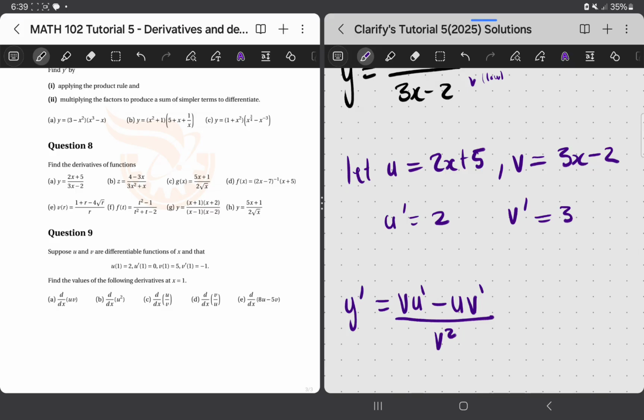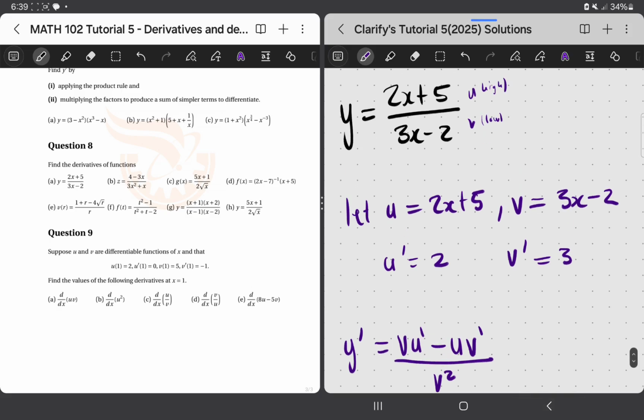Okay, the product rule also says plus, here it'll be saying minus. So it's going to be low d high minus high d low over square low. Low, which is v, d high is the derivative of the top, which is u prime, minus high, u, d low, v prime over square the bottom. Remember, it's low d high minus high d low. It's not high d low minus low d high. No, it's low d high minus high d low. Okay, so it's low, which is v d high u prime, minus high u d low v prime, all over square the bottom, which is square the low, which is v squared.